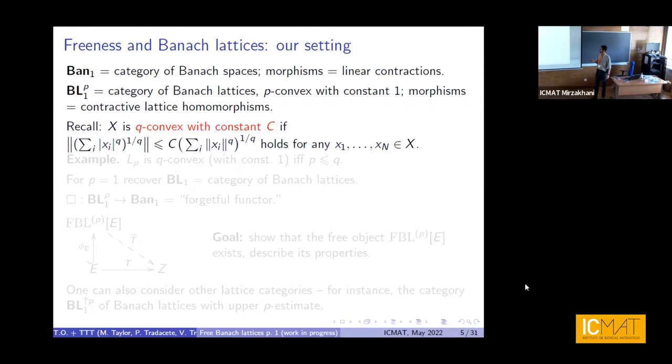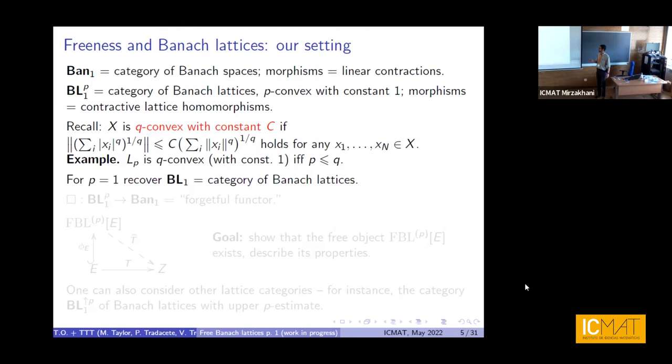This is the definition of convexity. I say that a Banach lattice X is called q-convex if for any n and for any n-tuple of elements, this inequality is satisfied. If you wonder what the left hand side is, in general, it can be defined using so-called functional calculus in Banach lattices. But if you are not familiar with it, you can think of X as a function space, and then operations like this on function spaces are defined pointwise. For example, the space L_p is q-convex with constant one if p is less than or equal to q. And if p is greater than q, then it's not going to be q-convex at all, unless, of course, we are in the finite dimensional situation.